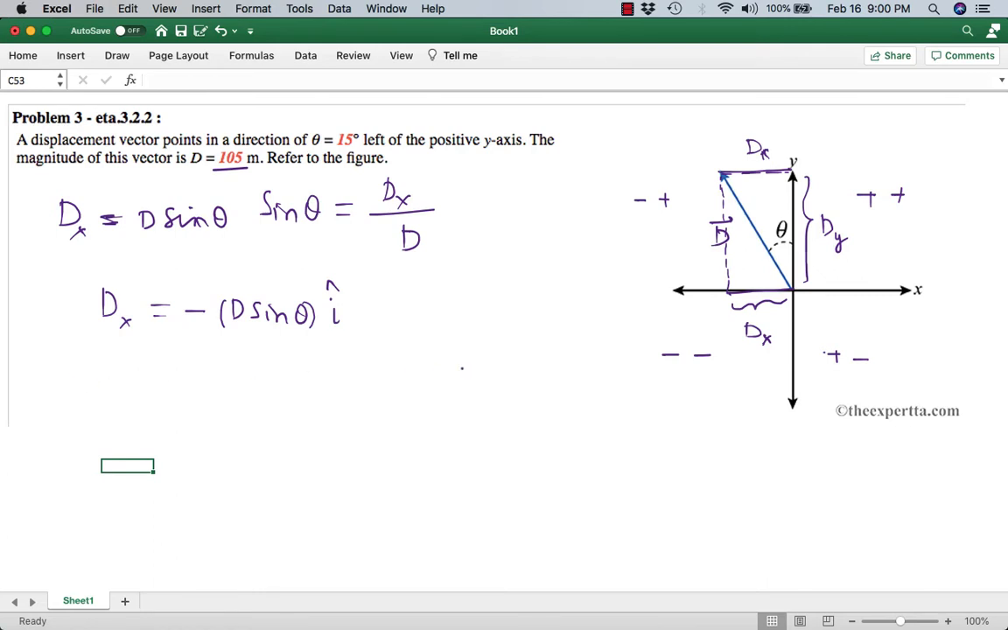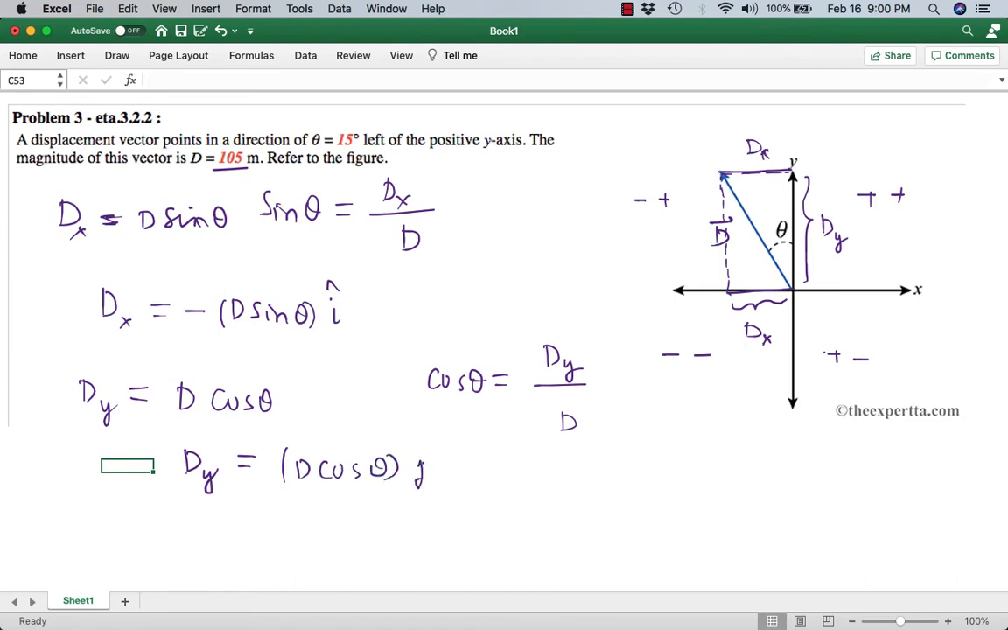Likewise, let's take the ratio of cosine theta. So cosine theta would be adjacent of this angle, which is dy, over hypotenuse, which is d. Then we get dy is d cosine theta, just rearranging the terms. And in terms of unit vector, dy is pointing up, so we don't need to use a minus sign. So d cosine theta, and to indicate that it's pointing up, we use this j hat vector.